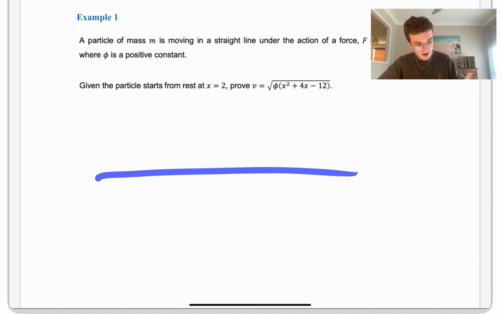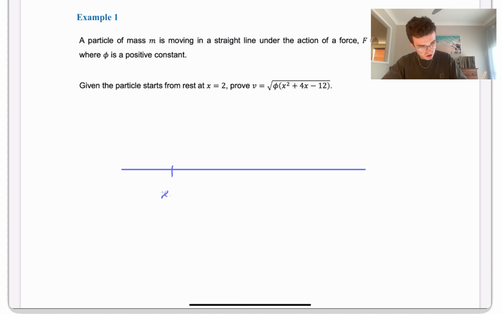So we've got a particle, and again it's moving in a straight line, so we can draw a diagram really easily, which helps us imagine what's happening. We're told that it starts at x equals 2, and it starts from rest. So that means initially the particle is at rest at x equals 2, so its velocity is initially 0.